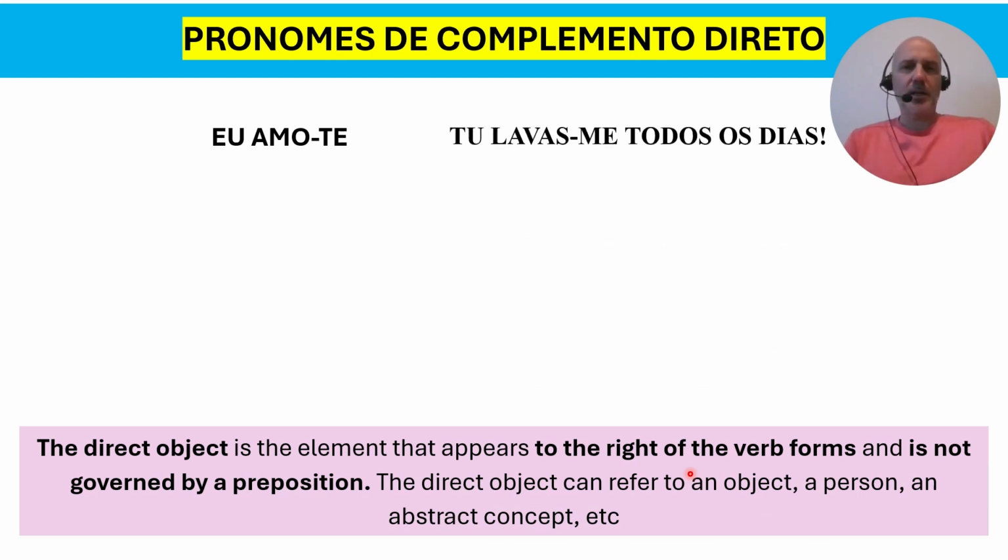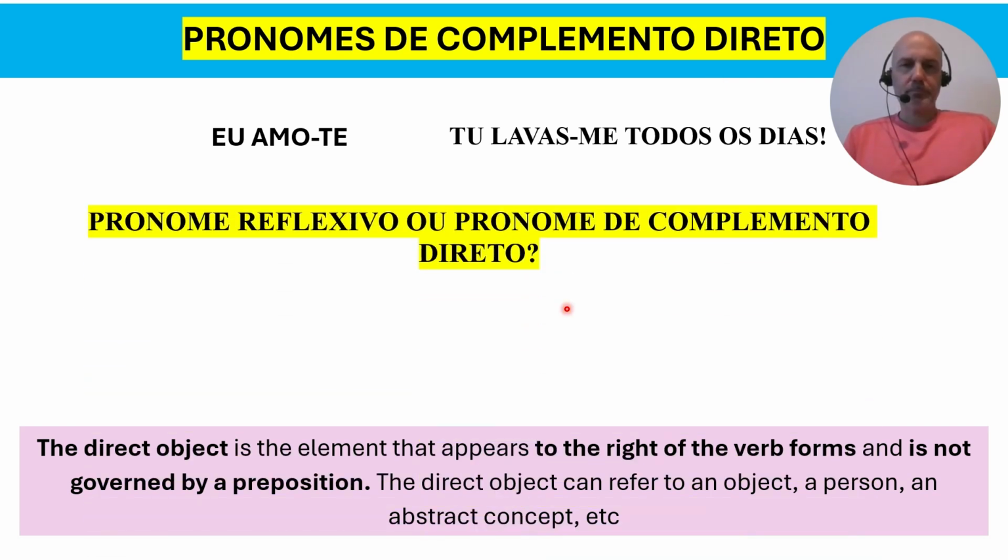Okay, so let's check another one. Tu lavas-me todos os dias. So you wash me every day. So lavas, this is a verb, right? And right after the verb, we have the complemento direto. That's what it says here. The direct object, it's the element that appears to the right of the verb form. So the verb is here, lavas, and this me, what comes after the verb, it's the complemento direto.